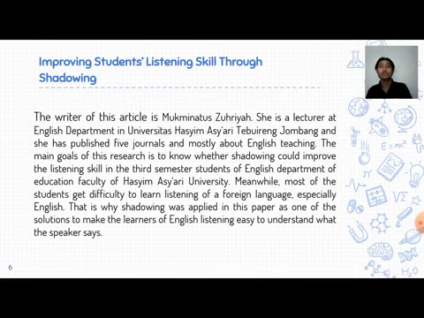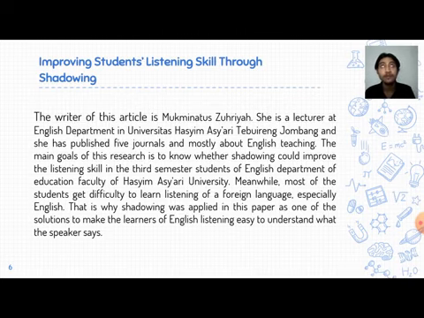The third is improving student listening skills through shadowing. This article was written by Minatus Suhriyah. She is a lecturer at the English Education Department in Universitas Hasyim Asy'ari, Jombang, and she has published 5 journals, mostly about English teaching. The main goal of this article is to know whether shadowing could improve the listening skill of the students of the English Education Department.